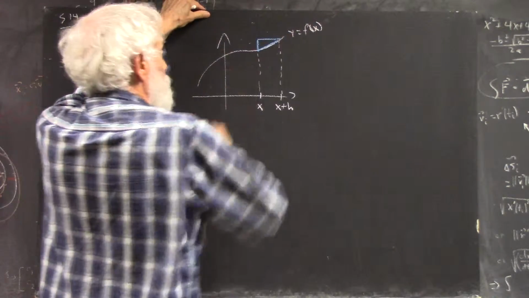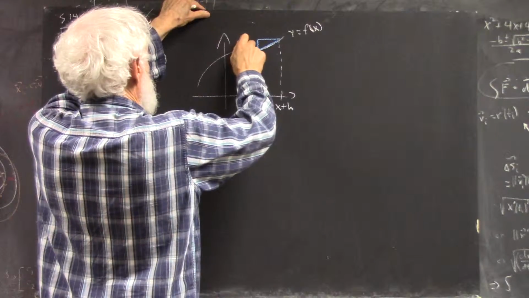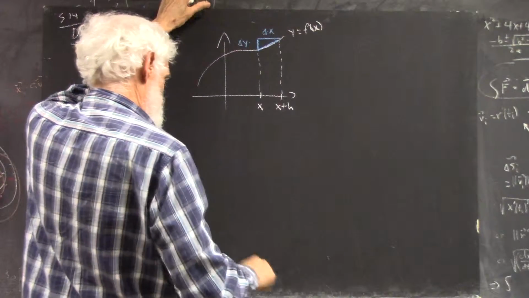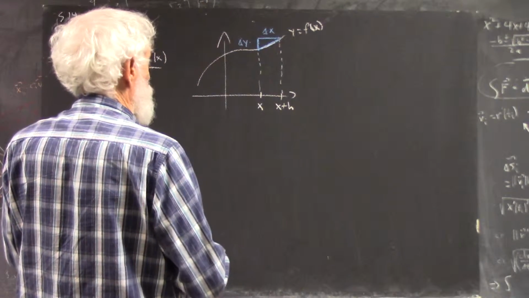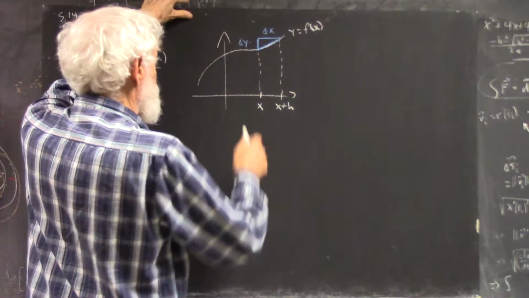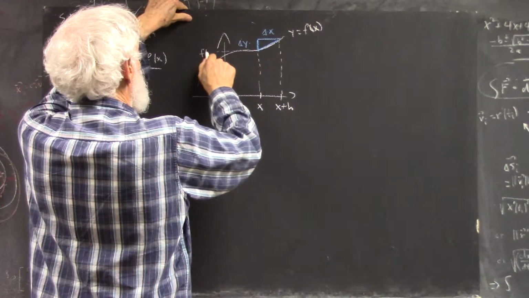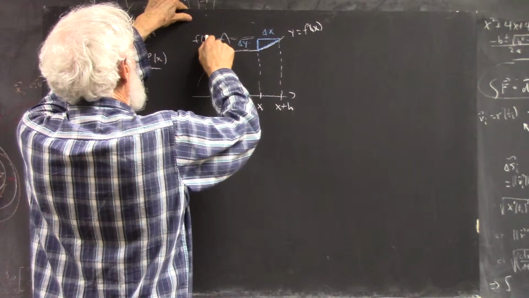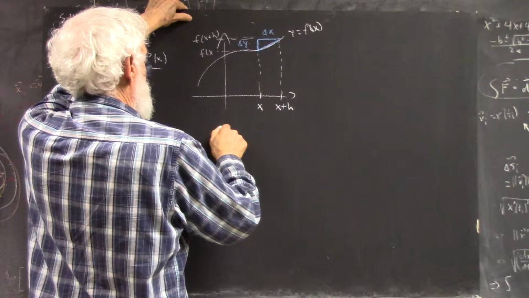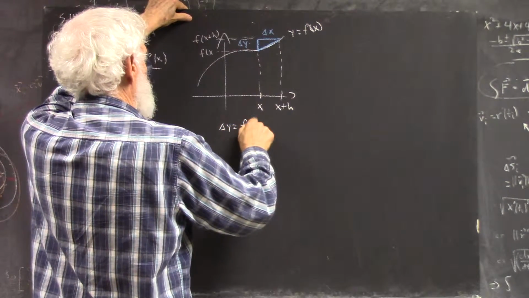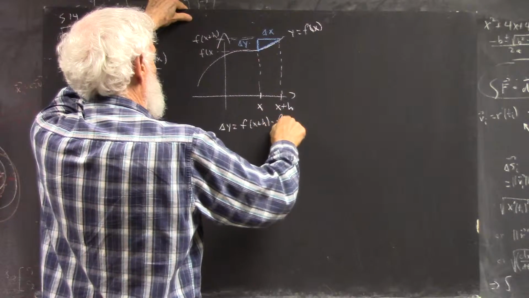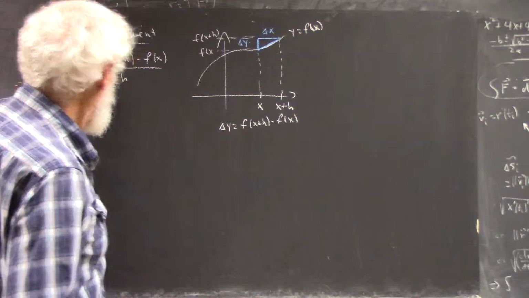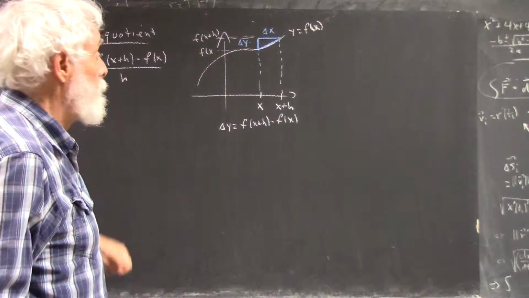And it has a rise and a run. And the rise is change in y, and the run is your change in x. And the change in the value of y, well, the value of y here is f of x, and the value of y here, if I get it right, is f of x plus h, so that delta y equals f of x plus h minus f of x. So that's the rise of this, what I call fundamental triangle, and that's the numerator of this difference quotient.